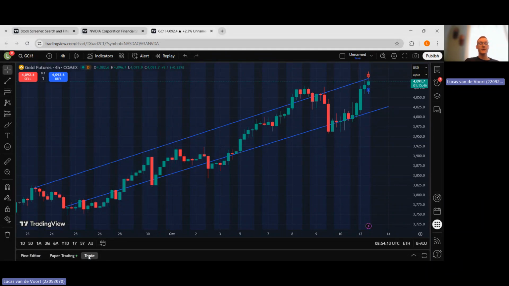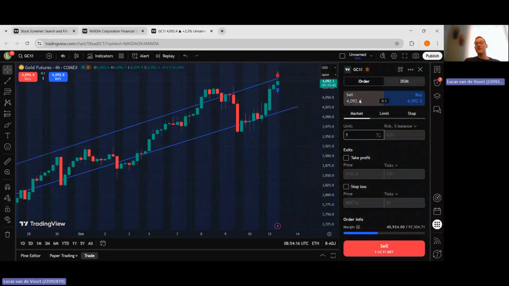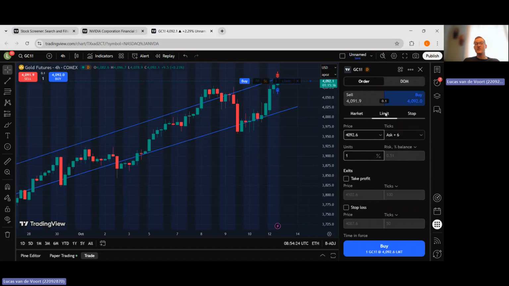So on the bottom here, you would just click trade, and you can place a sell order or a buy order, a market order, execute at the next best possible price, a limit order, only execute once the price is under a certain number, and then a stop order, which means execute once the price has reached a certain point.